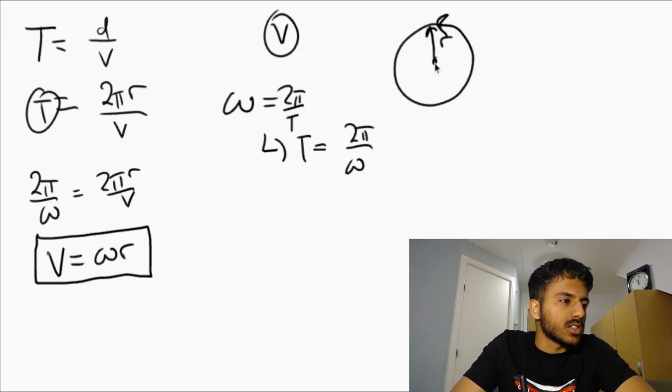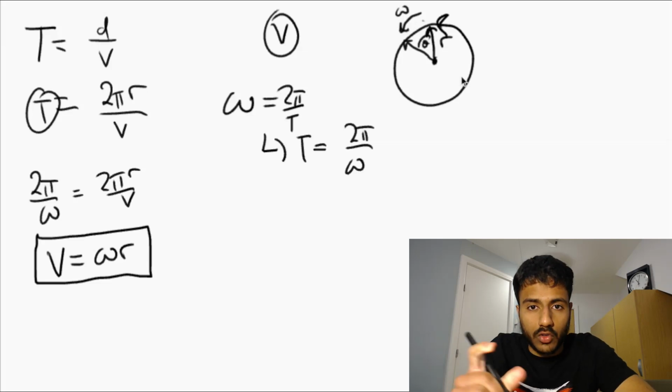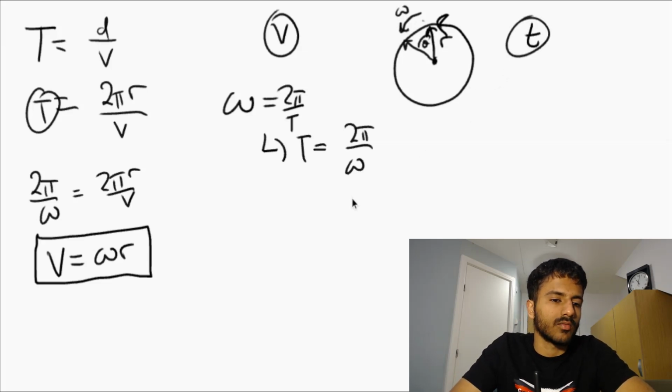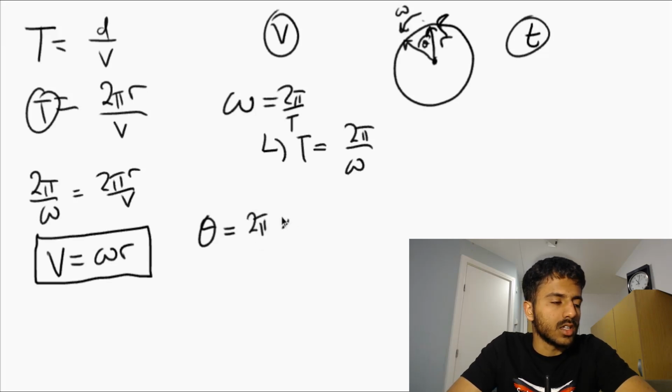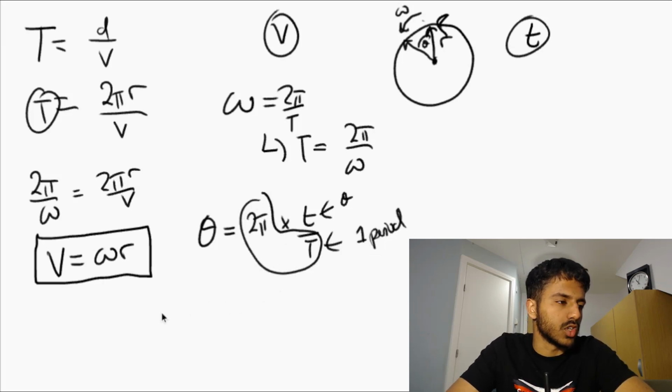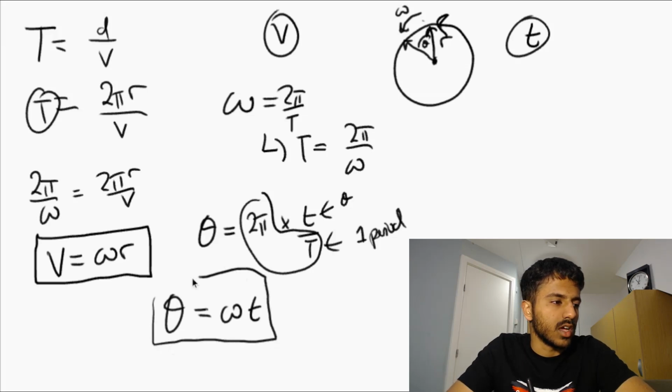Now we know that if this object was traveling at an angular velocity of omega, and it travels through an angle theta in a time of t seconds, then the angle is equal to 2 pi times little t over big T, which is the time taken to traverse the angle over the time taken for one full period. And we know that 2 pi over T is equal to omega, so we can write theta as equal to omega t. And this equation can be used for objects that have a constant angular velocity.